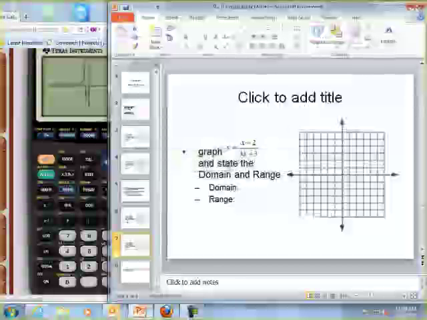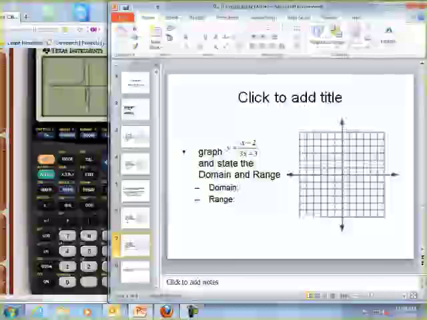Then our rules for a vertical asymptote. How do I find it? 3x plus 3 equals 0. Vertical asymptote is where the denominator equals 0, so we solve that equation, subtracting 3 from both sides and dividing out. Gives us a vertical asymptote at x is -1.